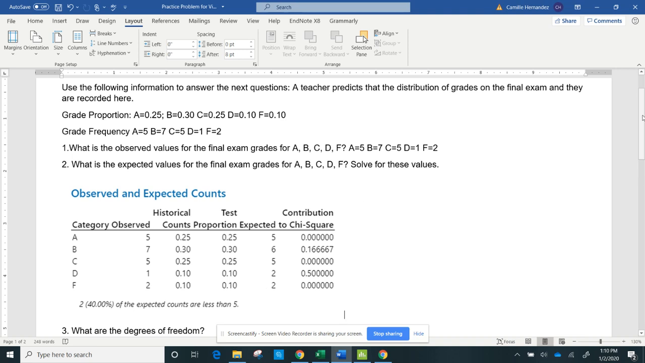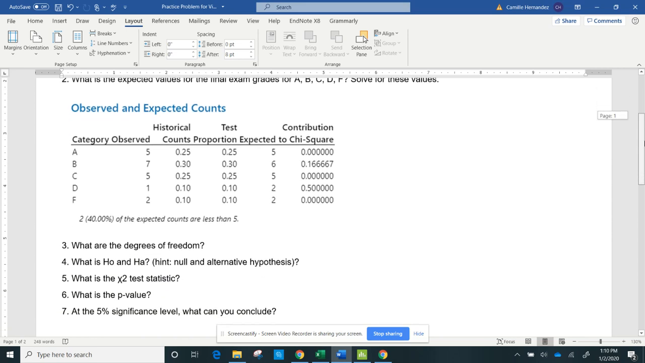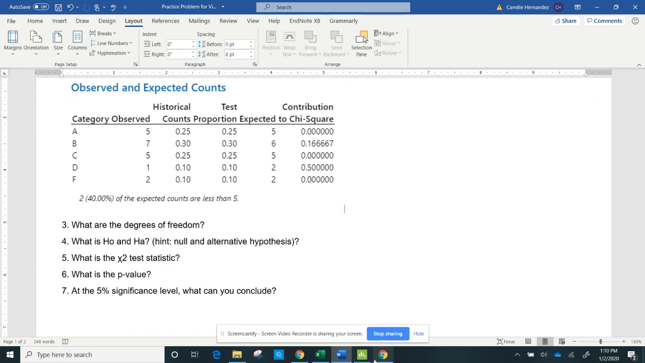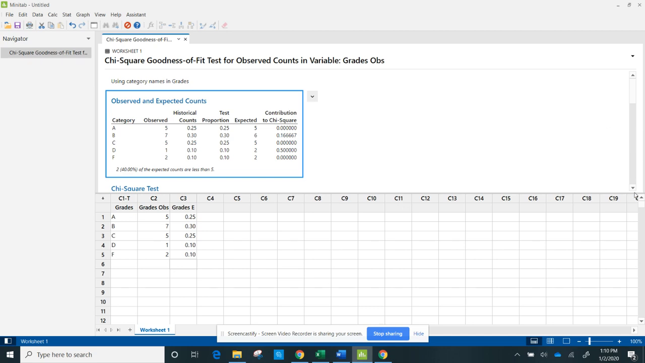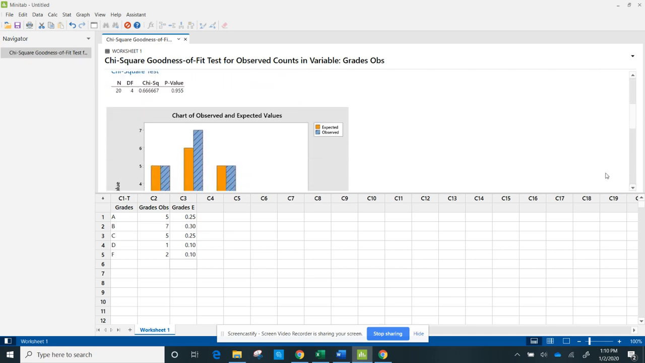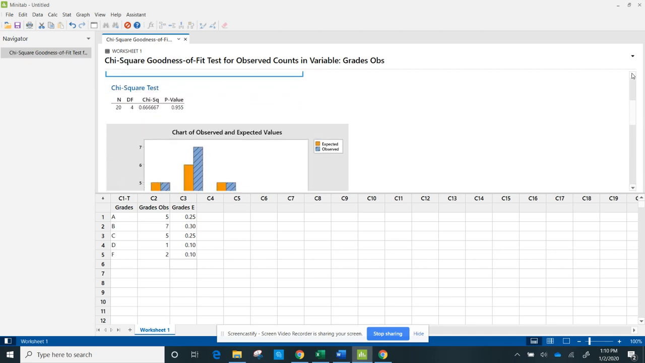All right, so if I keep going down, it says, what are the degrees of freedom? So if I go back to my PowerPoint and I scroll down, because it gave me a lot of information, let me grab this picture right here. I'm going to copy this picture.